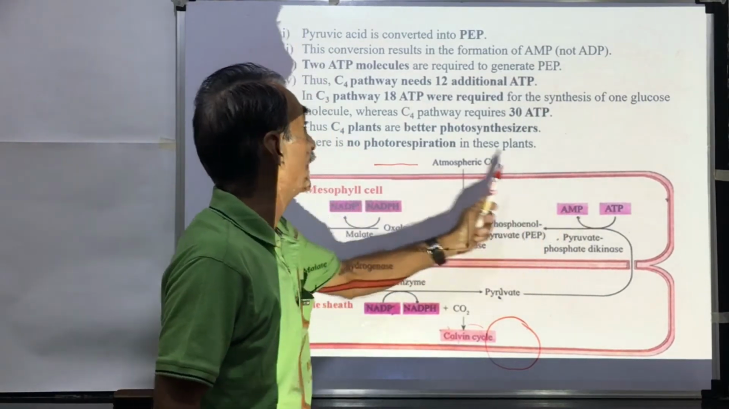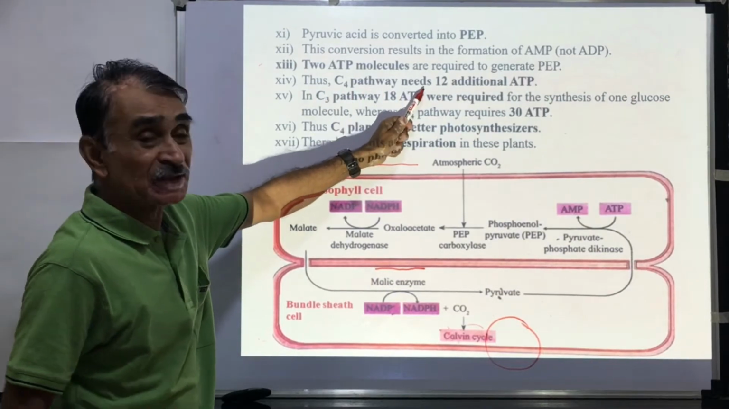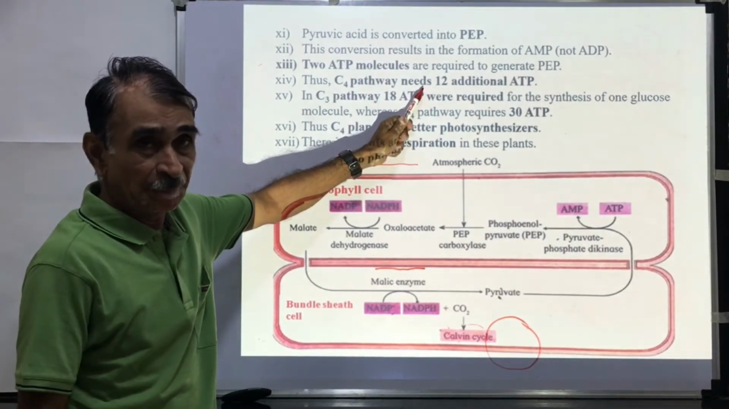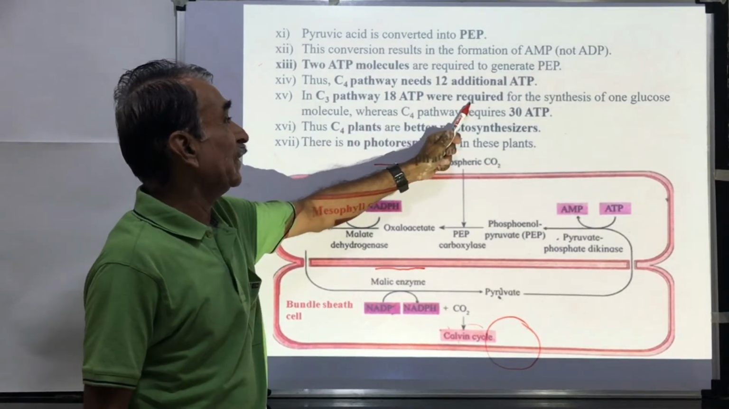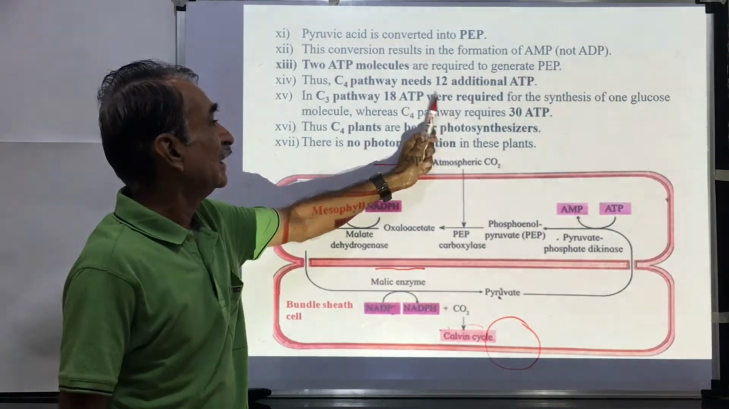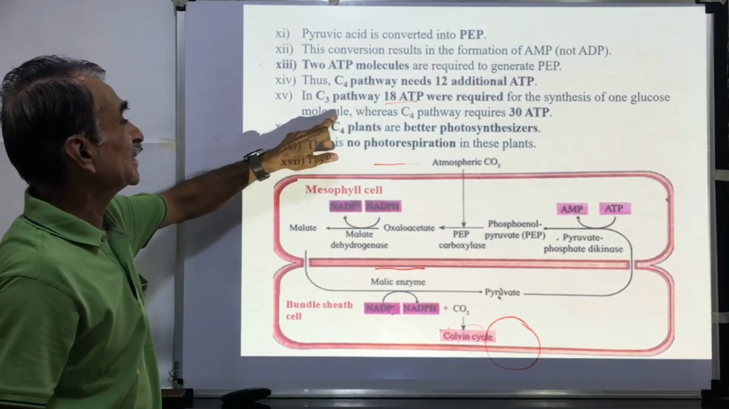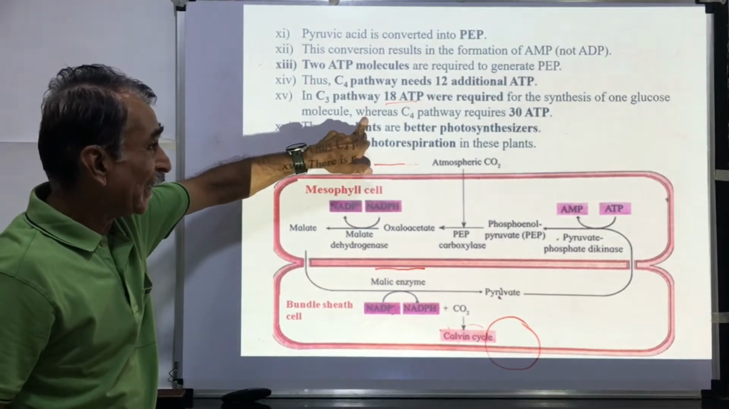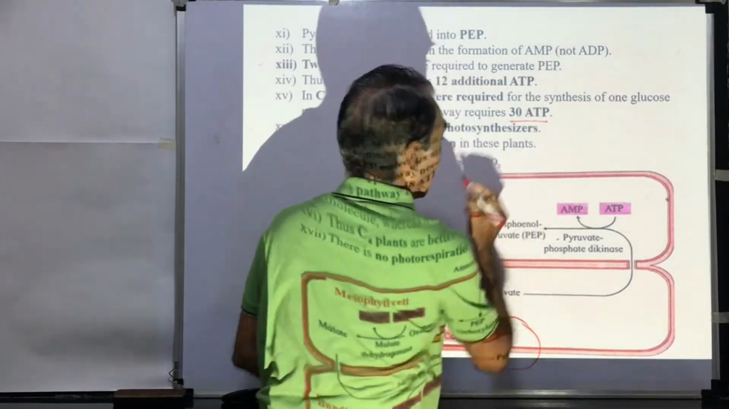That's why 12 ATP. Thus, C4 pathway needs 12 additional ATP. In C3 pathway, 18 ATP were required for the synthesis of one glucose molecule, whereas in C4 pathway this requires 13 ATP.